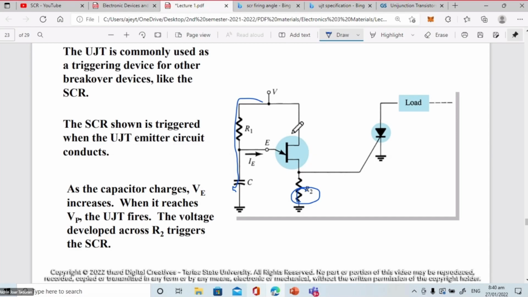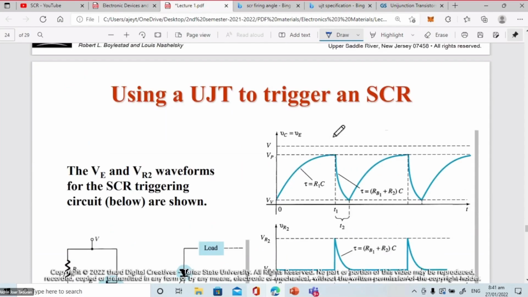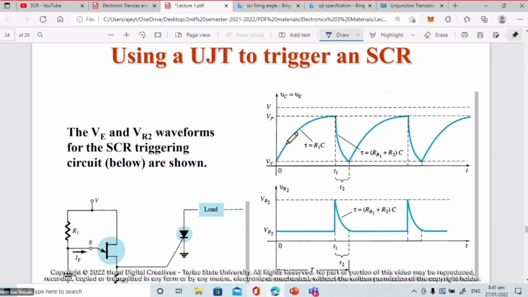Ginagawa natin to para yung circuitry natin mas stable. Okay? Mas stable yung pag-trigger niya. Hindi kasi pwedeng source agad yung i-apply natin. So kailangan mas stable yung ina-apply natin voltage. So when we use UJT to trigger SCR, okay, so ganito yung magiging waveform niya. Okay, so meron tayong transit time because we use as trigger yung capacitor. Kaya meron tayong tau R1 C, which is the time response. Okay, time response yan.